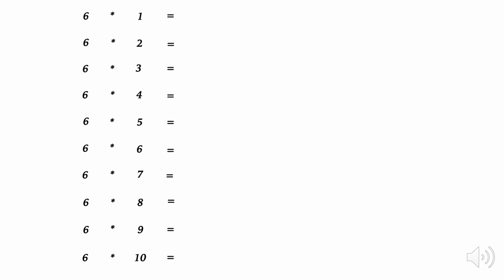Now let's see some tricks for the multiplication table of 6. Here the trick is only for multiplication of 6 with even numbers. That is 2, 4, 6 and 8. Now let's write a sequence from 1 to 4.